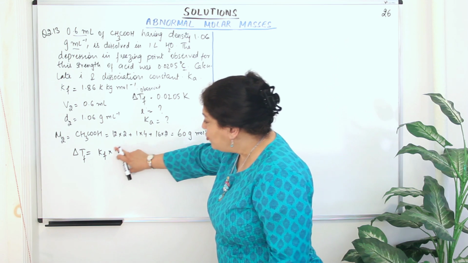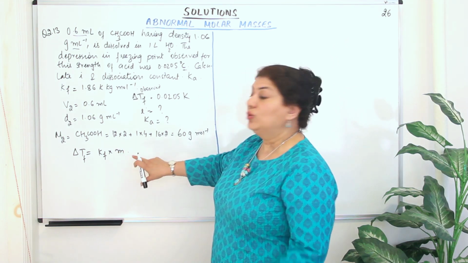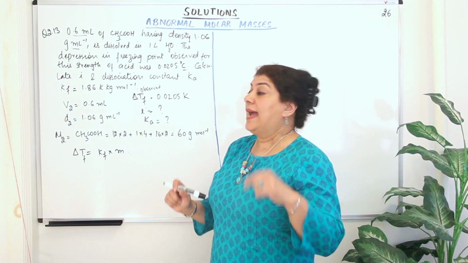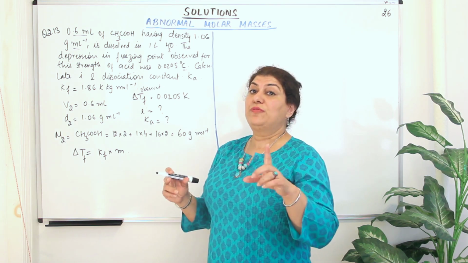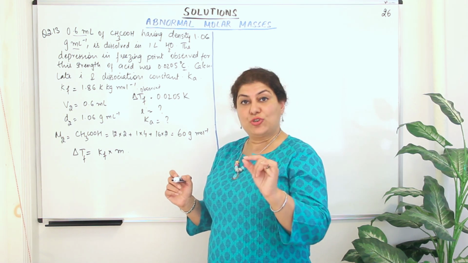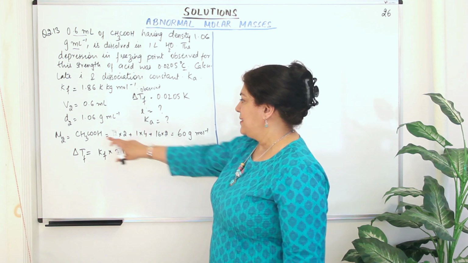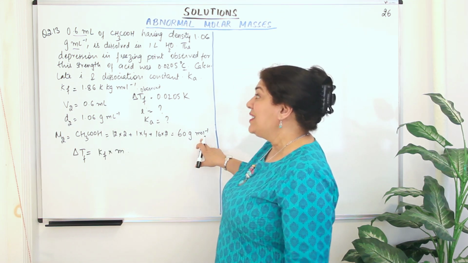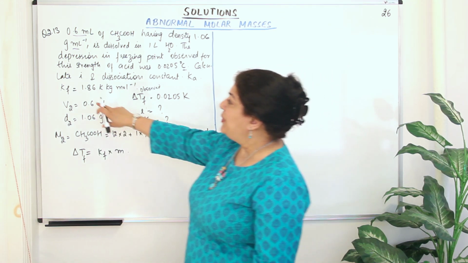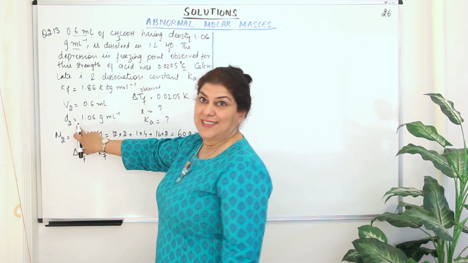In order to come to this first, we need to know the number of moles of solute. And how do you know the number of moles? Number of moles is mass of the solute divided by the molar mass. The molar mass we know is 60 grams. And how would you calculate the mass? You've been given the volume and the density.